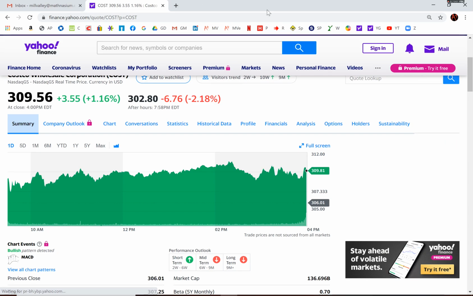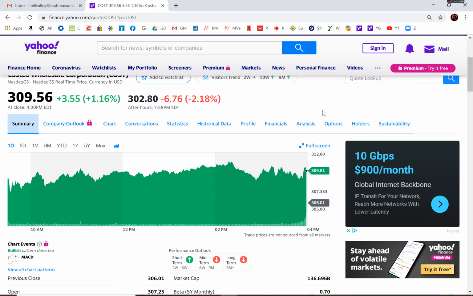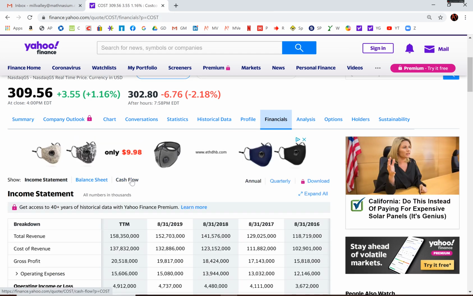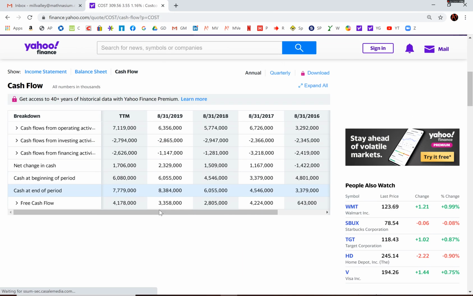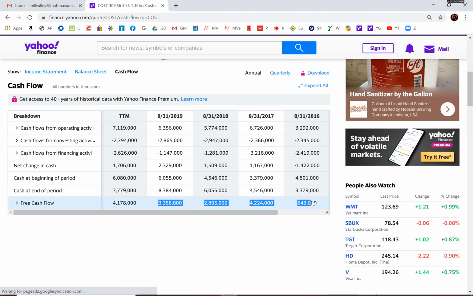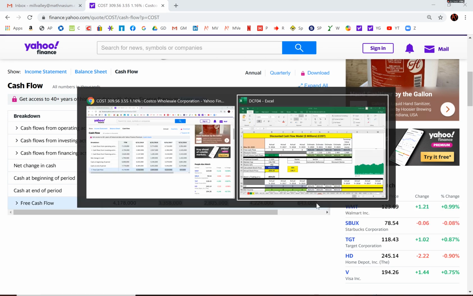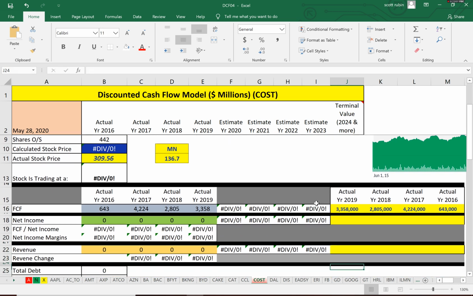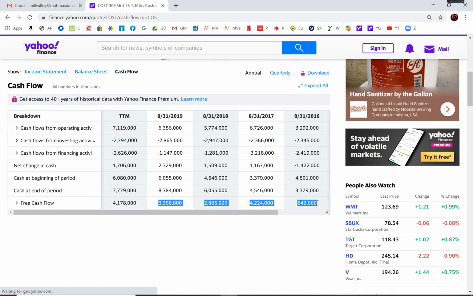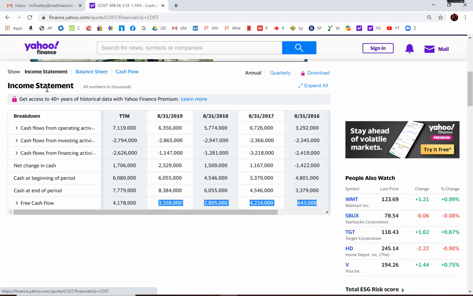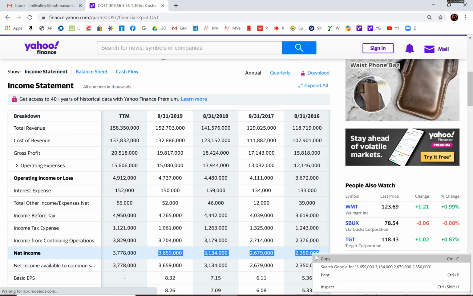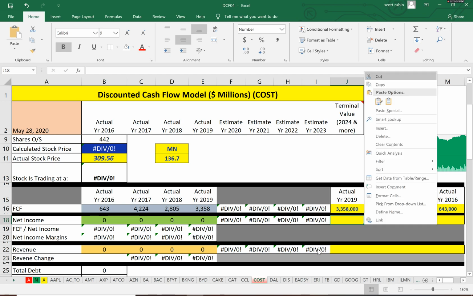And the best way to value a stock is to calculate the future free cash flow and then discount that dollar amount back to today's dollars. And that's what we're doing in today's video. Now net income is also part of the model, and we're going to get that next. And also revenue.